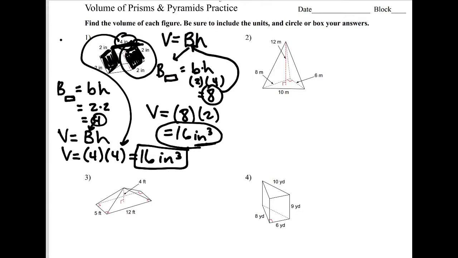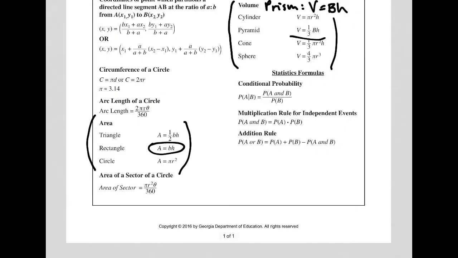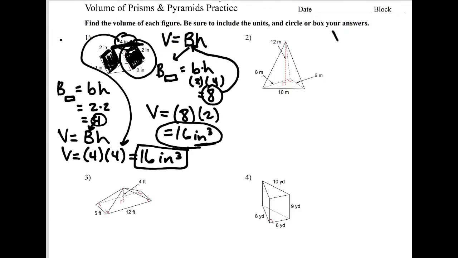All right, so now let's go ahead and do number 2, since we haven't done a pyramid yet. So if we're finding the volume of a pyramid, if you look at your formula sheet, the volume of a pyramid is 1/3 big B times H. So I know I'm going to use volume equals 1/3 big B times H.